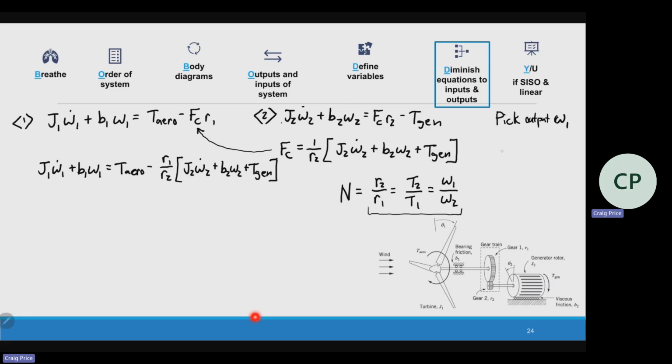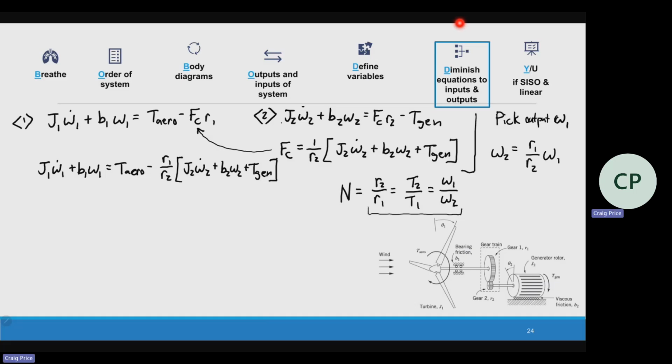So for omega 2, if I want to solve it using this, I move it over here, and then I multiply both sides by R1, divide by R2. Omega 2 is equal to R1 over R2 times omega 1. So for every omega 2 in there, I can replace it with this. It's just related to the gear ratio.